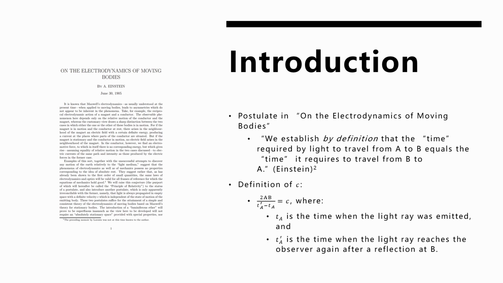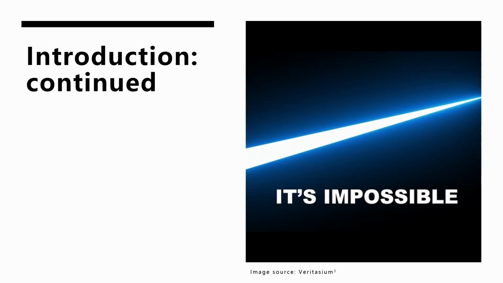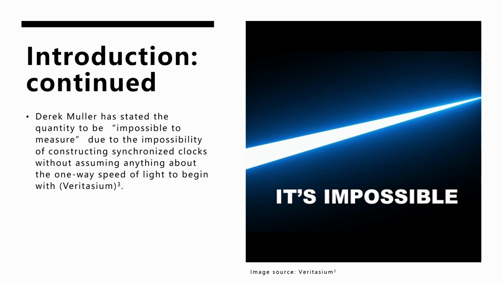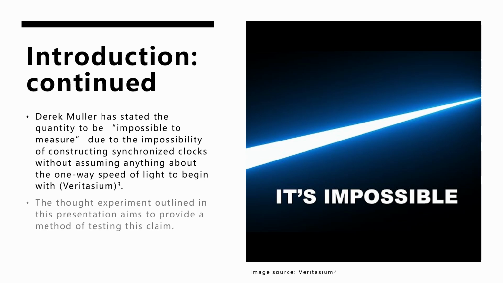And the one-way speed of light, of course, is the thing we're actually discussing in this presentation. And Derek Muller, better known as Veritasium, has already stated the quantity to be impossible to measure due to the impossibility of constructing synchronized clocks without assuming anything about the one-way speed of light to begin with. And thus, the thought experiment outlined in this presentation aims to provide a method of testing this claim.